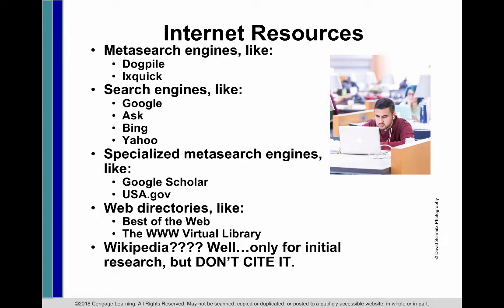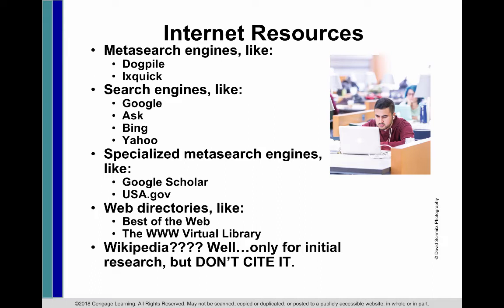Then, of course, there are the regular search engines, including Google, but also Ask.com, Bing, and Yahoo. Each of these search engines uses its own proprietary algorithms to search for your topic, so they're not all exactly alike. Then there are specialized search and meta-search engines, like Google Scholar, which specifically looks for scholarly books, journals, and conference papers. But I'll tell you something, you'll probably get better results on our library databases.